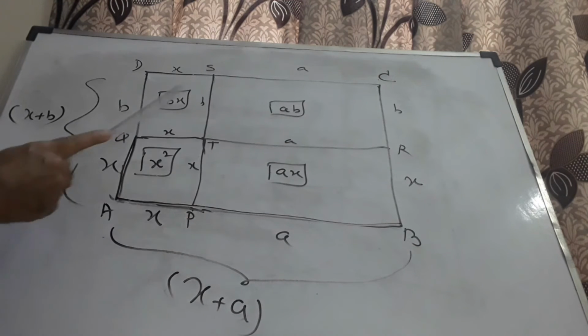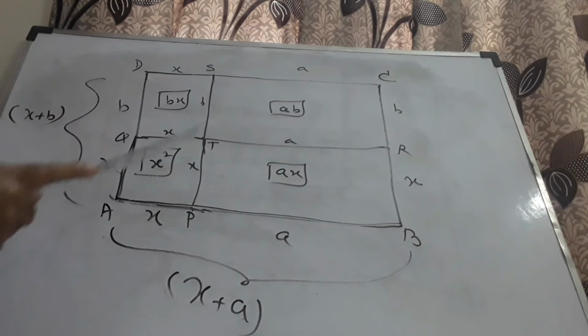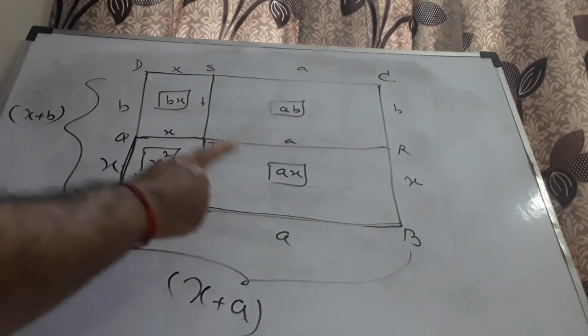I'll group this ax and bx. Now x² + ax + bx becomes x² + (a + b)x + ab.